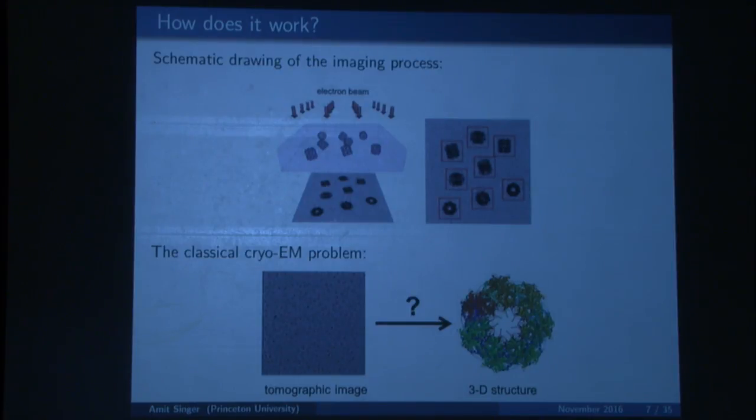But like I mentioned before, in practice, this is not true. Molecules can actually come in different conformations. And this is called the heterogeneity problem. Actually, Roy is one of the main experts on this. But for most of the talk today, I'll assume that all of them have the same structure. And only at the very, very end I'll mention, what can we do when it's not the case?